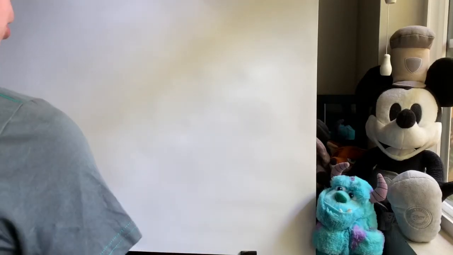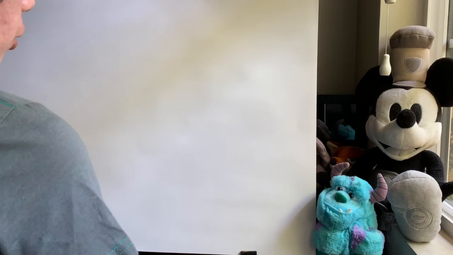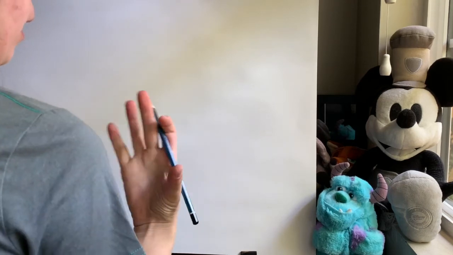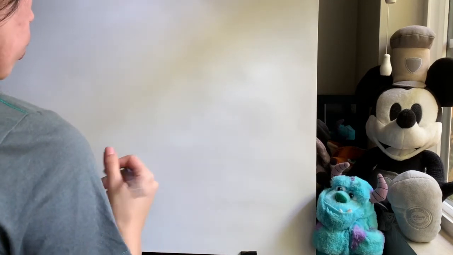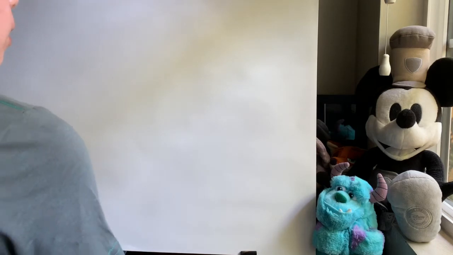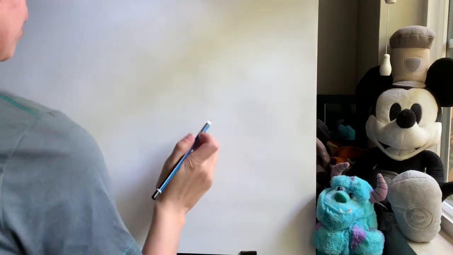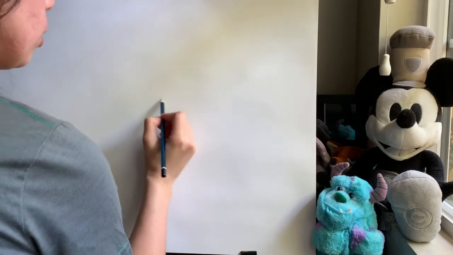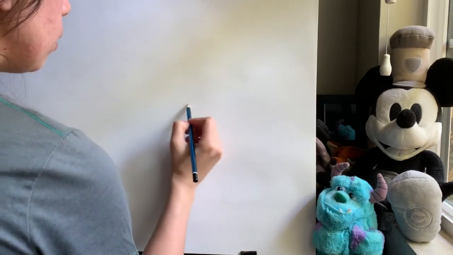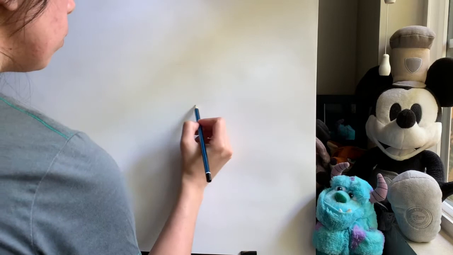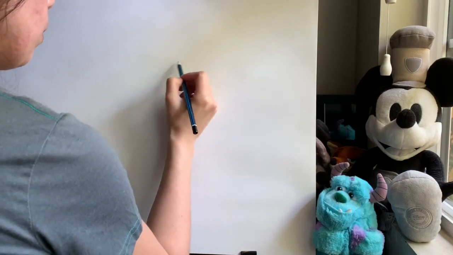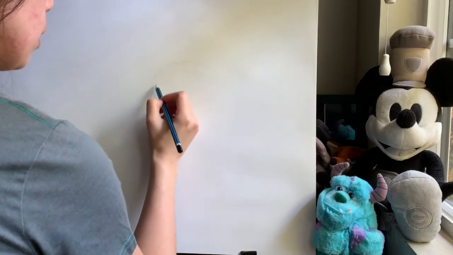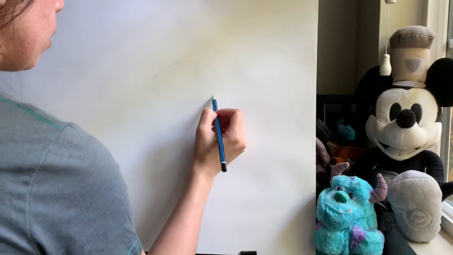Okay, so for Baby Yoda, we're going to start with his head shape, which is like an egg or a sideways oval or an ellipse, however you'd like to call it. And we're going to place that right here in the center of our paper. Okay, so rather large, just like so. Remember to leave room for his ears because they are pretty big.